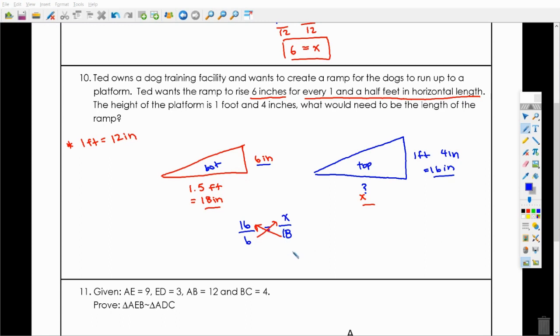Now cross multiply here. And so 288 is equal to 6x. Divide by 6, divide by 6. You get x is equal to 48. So that horizontal length is going to be 48 inches. Or if you want to put it as feet, it would be 4 feet.